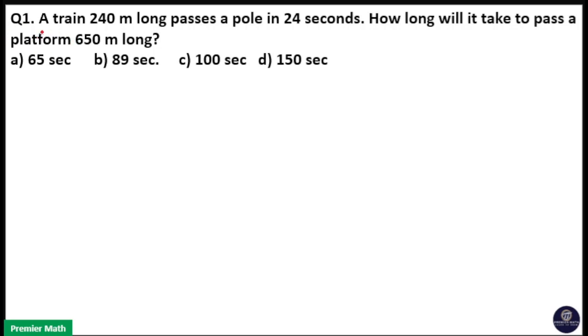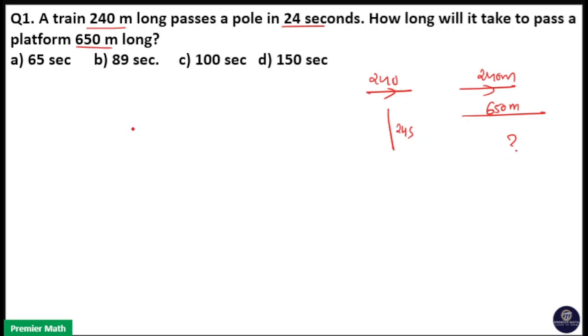Our first question is, a train 240 meter long passes a pole in 24 seconds. How long will it take to pass a platform 650 meter long? Here a train of length 240 meter passes a pole in 24 seconds. And the same train passes a platform of length 650 meter in how much time? So we need to find out the time to cross this platform.